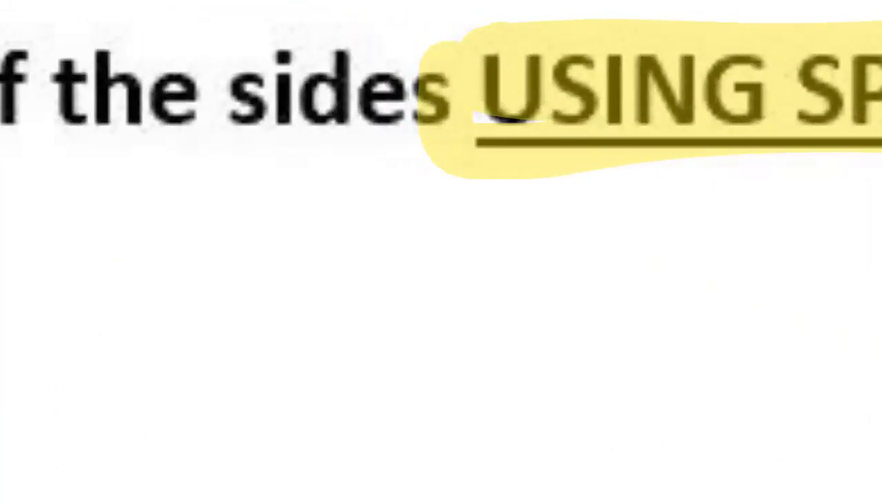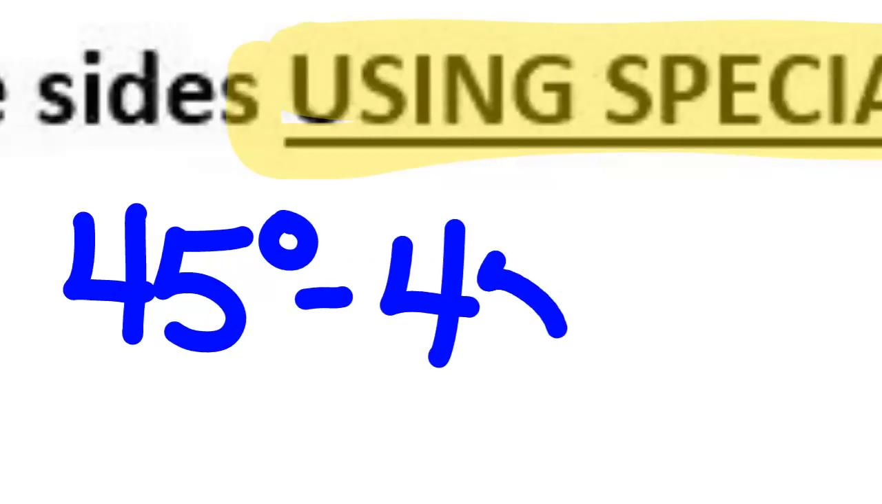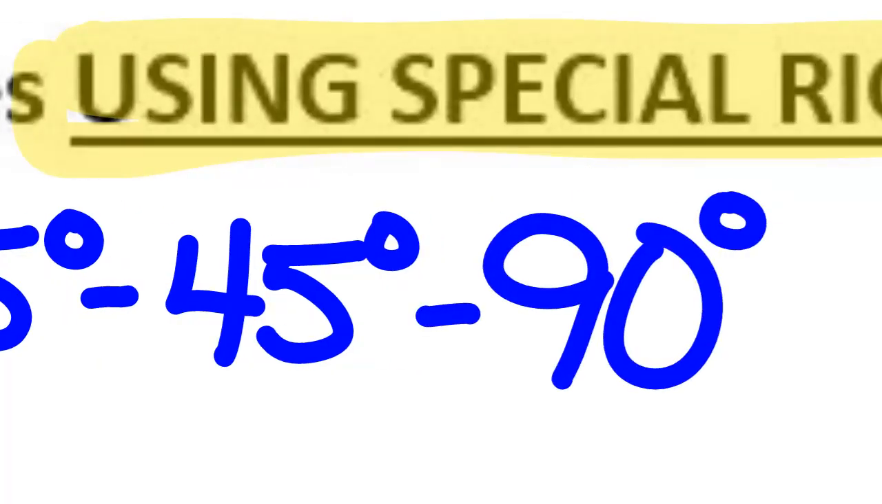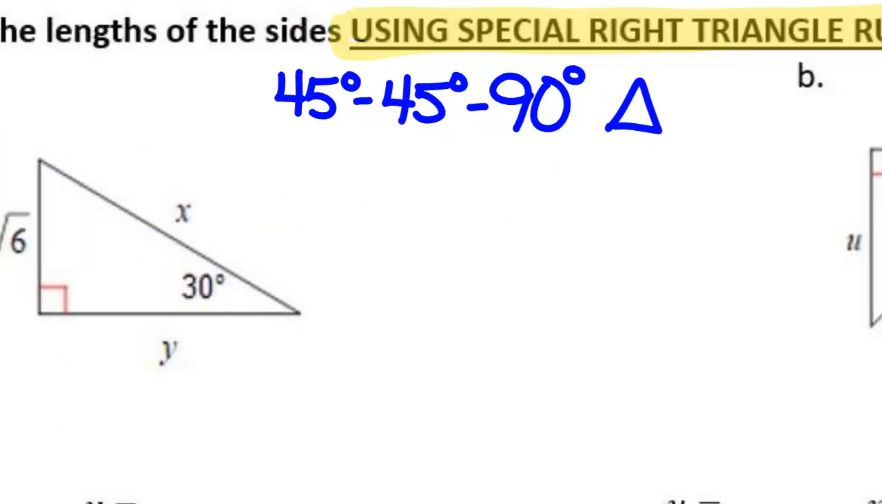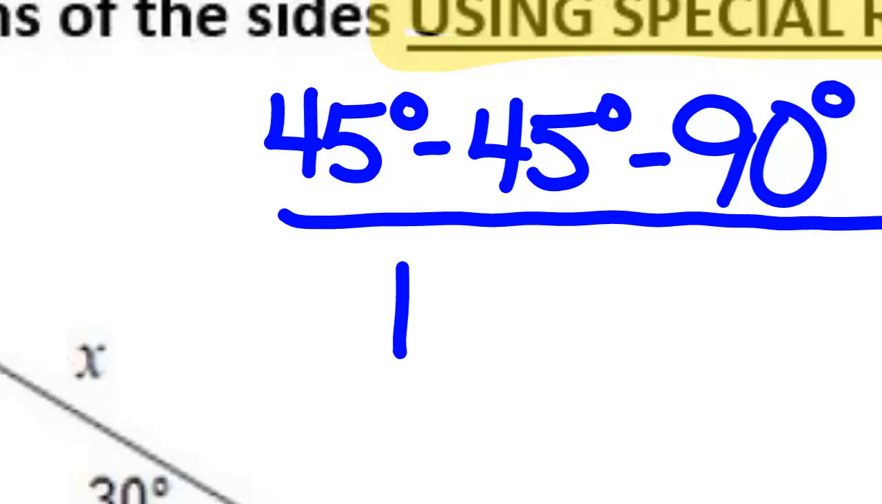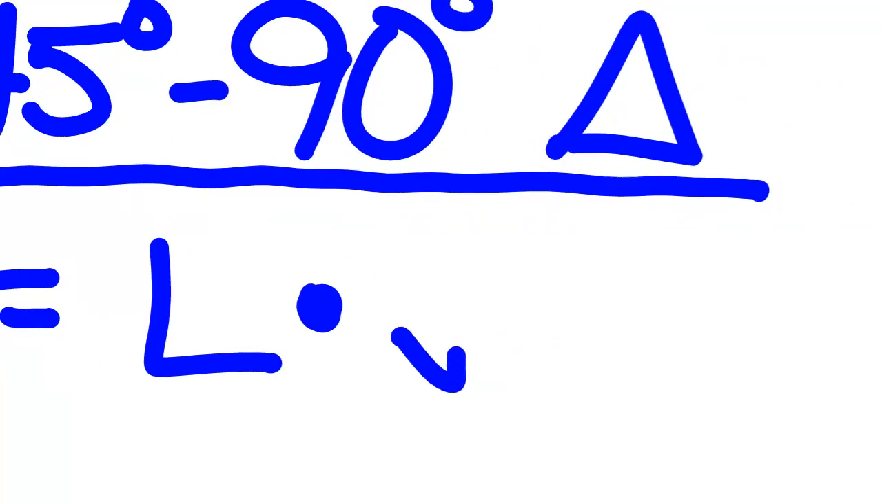So special right triangle rules. We had two types of special right triangles. We had 45, 45, 90 triangles, and we had 30, 60, 90 triangles. A 45, 45, 90 triangle is also called an isosceles right triangle. What does isosceles mean? Two sides are equal. Because I have two congruent angles, I know I have two congruent sides. Single rule here, the hypotenuse is equal to the leg times the square root of 2.